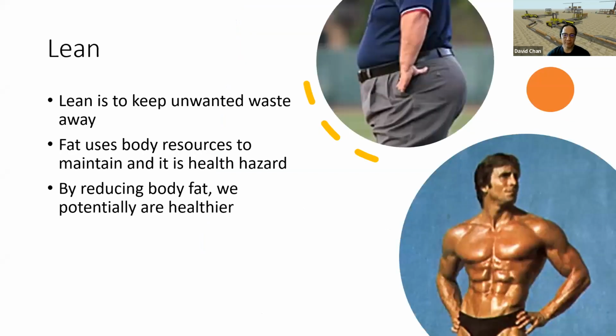Now, first, what is Lean? Lean basically is to keep away the unwanted waste, all right? To keep away the unwanted waste so that we can maintain ourselves as a V-shaped body. Our body has a lot of fats, and these fats use our body resources or energy, and hence might trigger a kind of health hazard for our body as well, even though they are not that useful. But they are actually using a lot of our body resources. Hence, by reducing body fat, potentially we can become healthier.